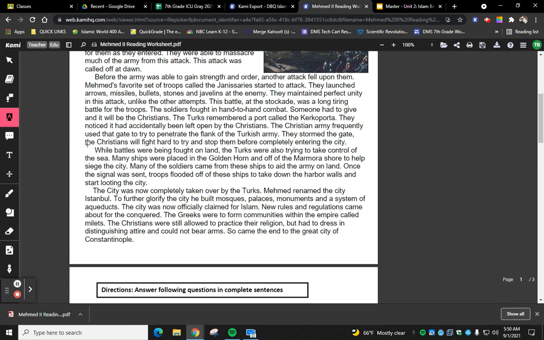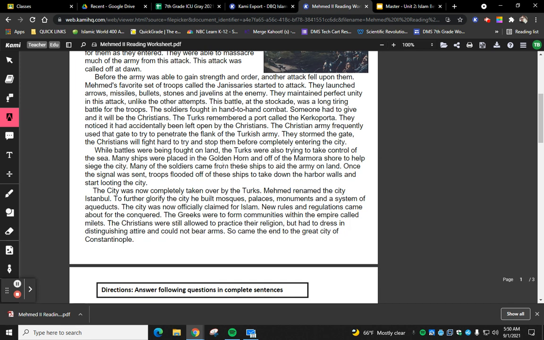They stormed the gate. The Christians tried hard to fight to stop them before they completely entered the city, but it didn't work so well. While battles were being fought on land, the Turks were also trying to take control of the sea. Many ships were placed in the Golden Horn and off of the Marmara shore to help siege the city. So they were just getting right up on the shoreline and trying to get into the city that way.